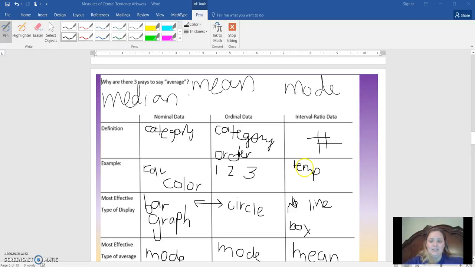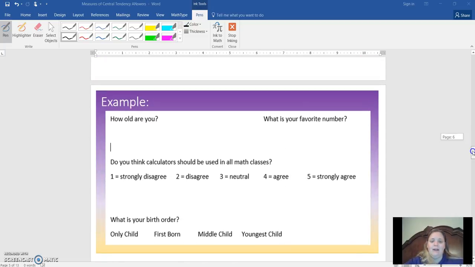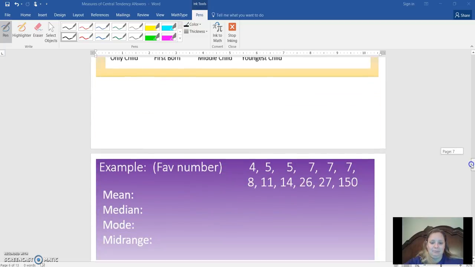Alright guys, so we had just finished talking about the different kinds of averages, mean, median, and mode, and how it depends on the type of data for the best kind of average. Alright, so I did a survey in a small class of mine, and I want to take that data and talk about the central tendency of it all.